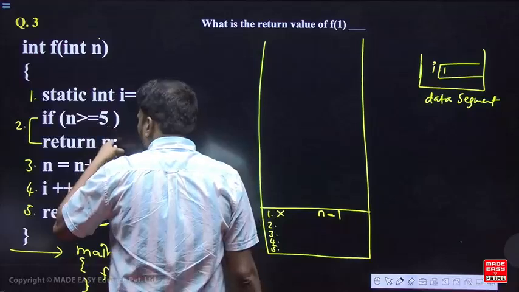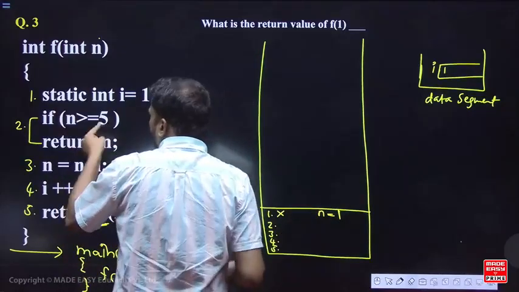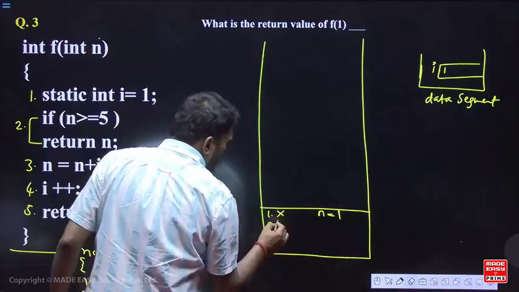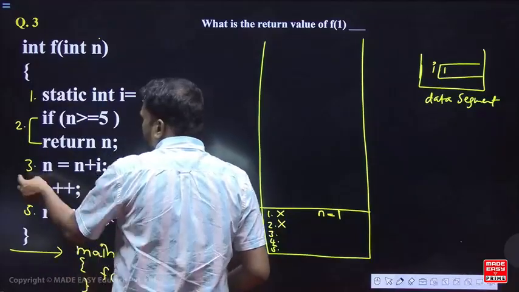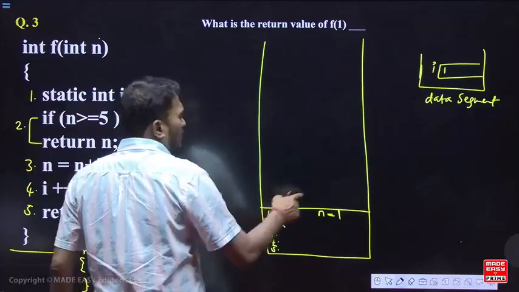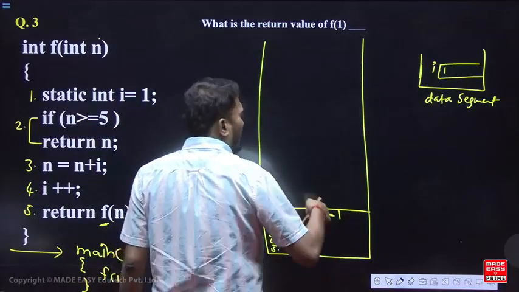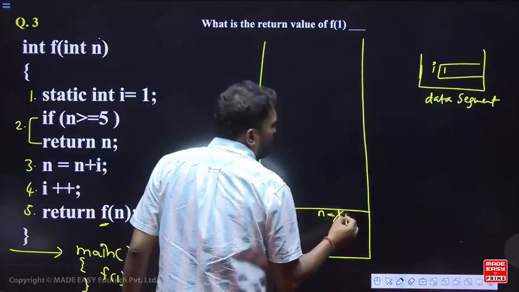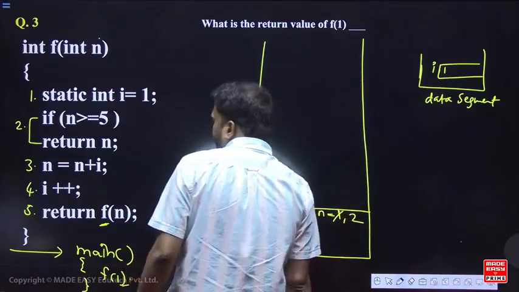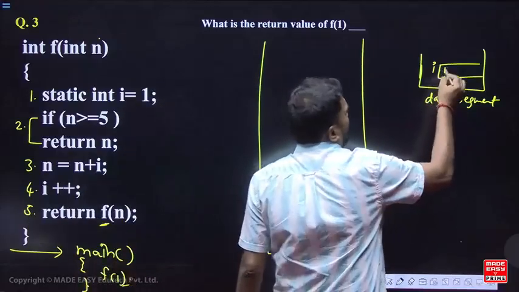N greater than or equal to 5, true or false? False, because n value is 1 here. So return n is not executed. Now third statement, n equal to n plus I. Now look here, what is the I value? 1. N value 1. N plus I means 1 plus 1. That value becomes 2. Next, you say I plus plus. So I value becomes how much here?